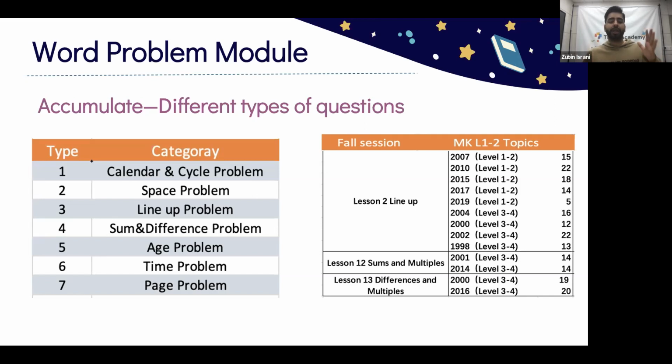And for word problems, it's through 7 specific categories. You have the calendar question, the space problem, the lineup problem, sum and differences, age, time, and page problem. 99% of the questions will come from these 7 categories. So if you just practice, it's not going to be as effective as, say, 10 questions from this, 10 from here. Make sure I cover all my bases, all of the categories. Even at the academy for the full-time students, we cover all the questions of all the previous past papers.